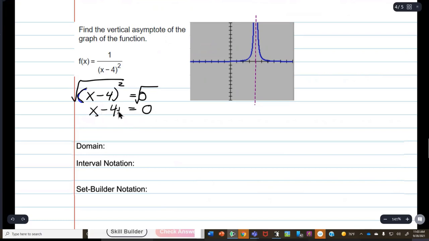And the square root of 0 is 0. Add 4 to both sides. And like I said, you could have done this in your head by asking yourself, what would make that be 0? Well, if you had 4 minus 4, that would be 0. So what you're going to get is x equals 4. Now this is the equation of this vertical asymptote right there. x equals 4.